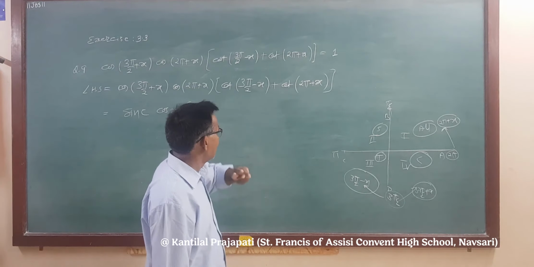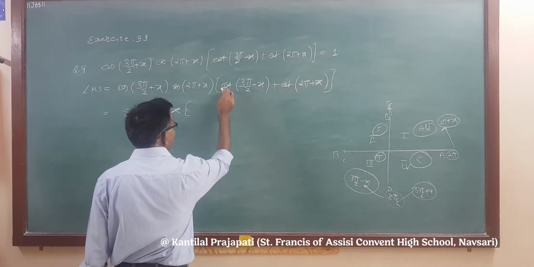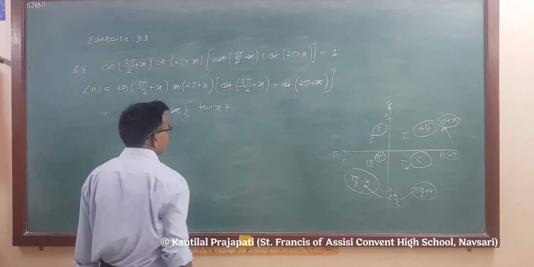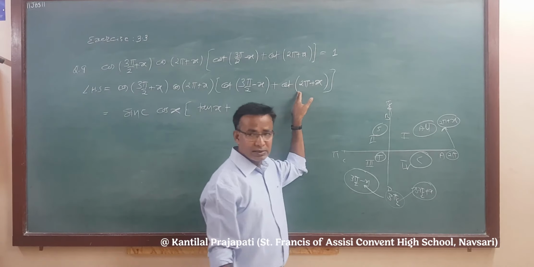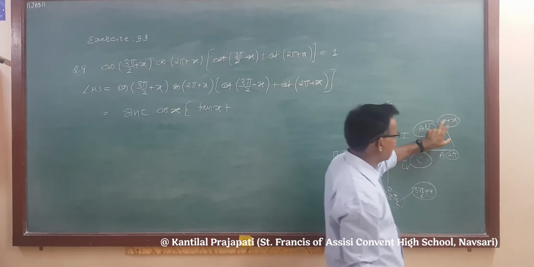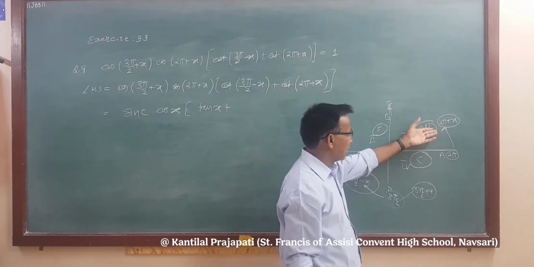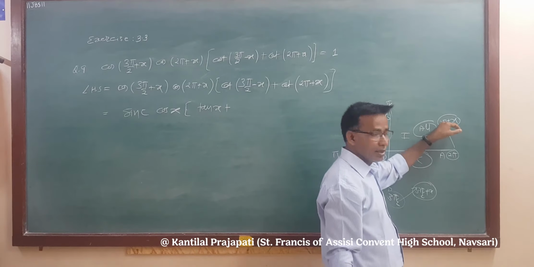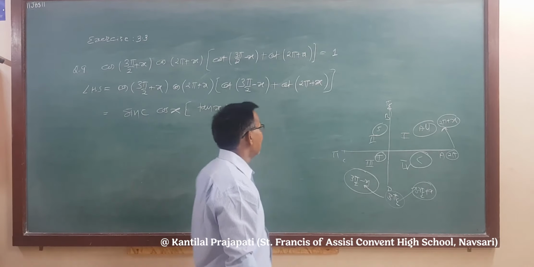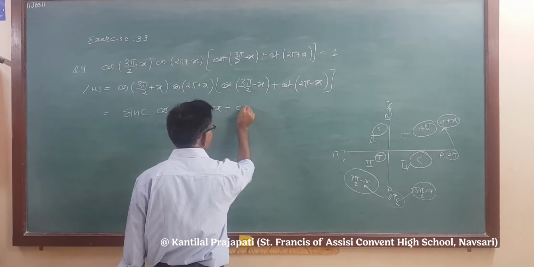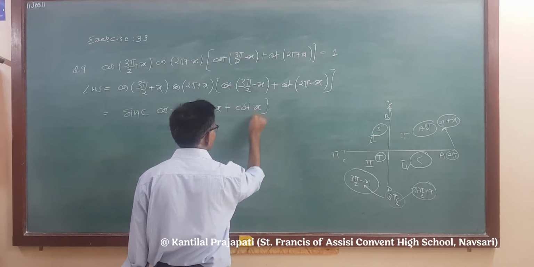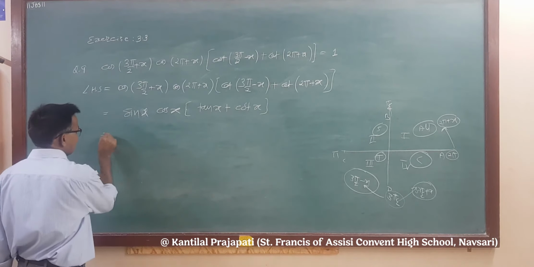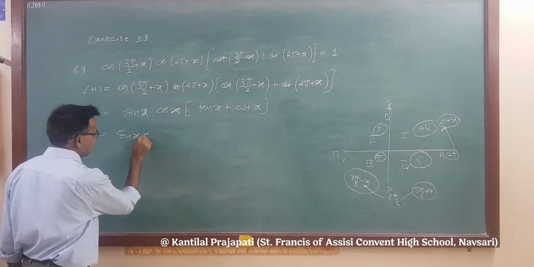So cot will be changed to what? Tan. So cot is positive, cot will be changed to tan x, plus cot of 2 pi plus x. Cot of 2 pi plus x again here, right? In the first quadrant all functions are positive and the function remains the same at 2 pi. So cot of 2 pi plus x will be nothing but cot x. So this is what: sin x into cos x.